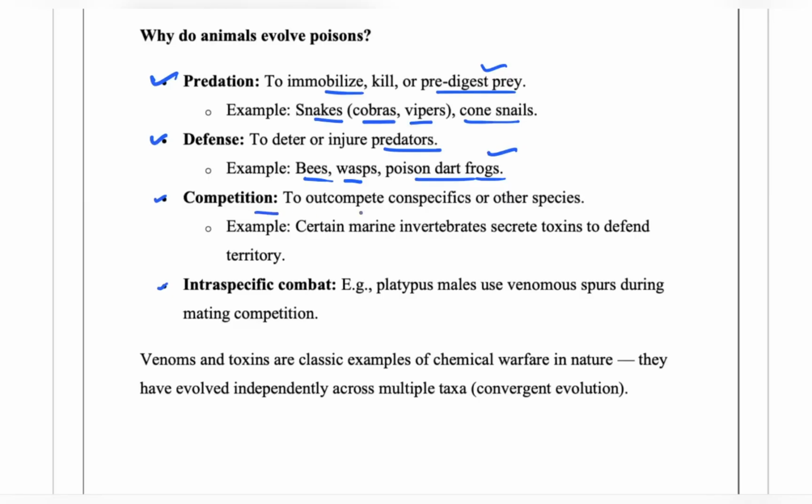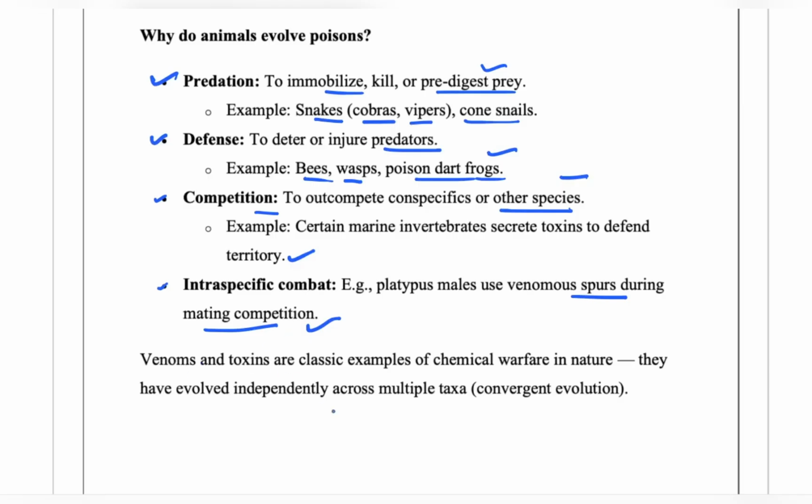Then there is competition, to outcompete conspecifics or other species, right? For example, certain marine invertebrates secrete toxins to defend territory, right? Then there is intraspecific combat. The example is the male platypus, which uses the venomous spur during mating competition to combat with the other male of the particular species. So venom and toxins are very very important for the organism. So these are the reasons a particular animal has venom or poison in the body, right?